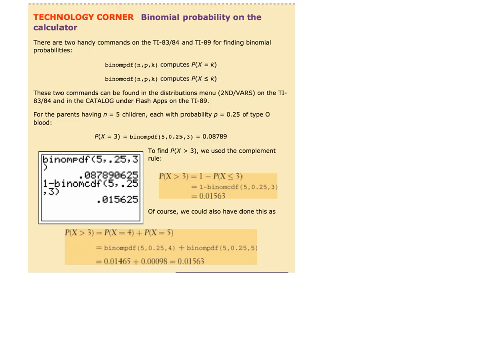N is the number of successes. P is the probability of success. Sorry, go back. N is the number of trials. P is the probability of success. And K is the number of successes.